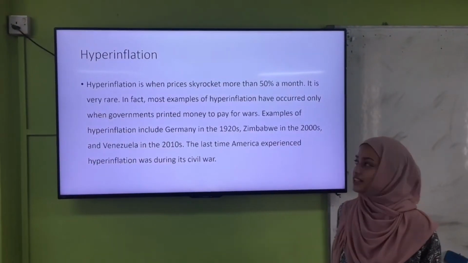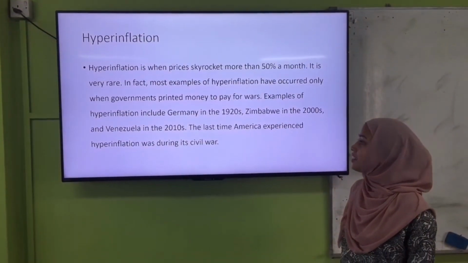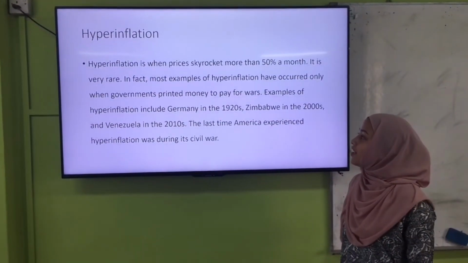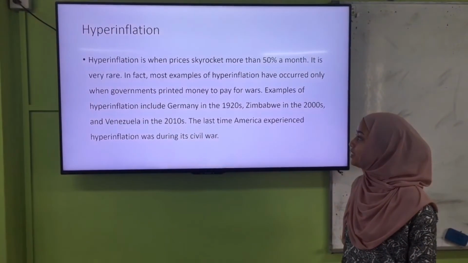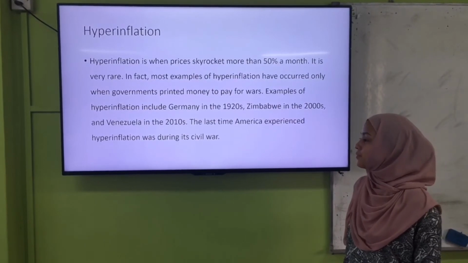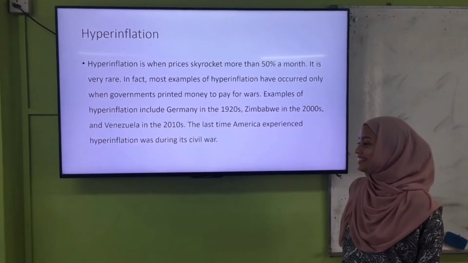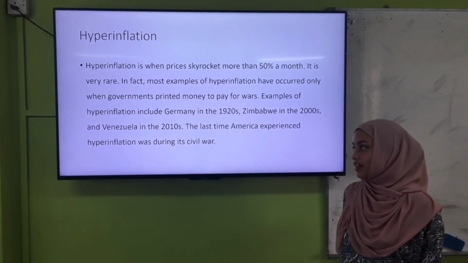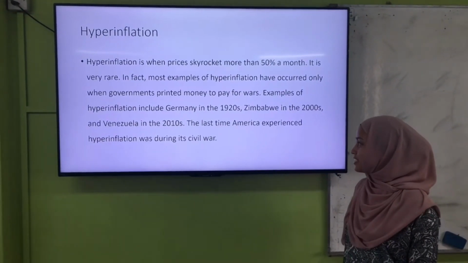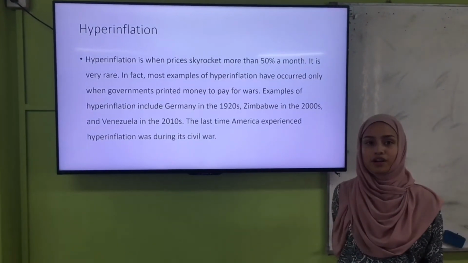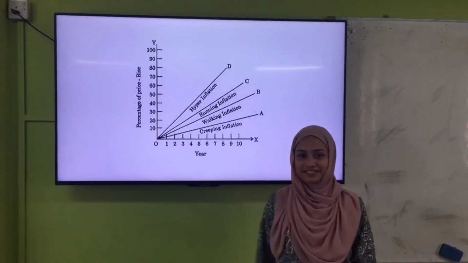Next is hyperinflation. Hyperinflation is when prices skyrocket more than 50% a month. It is very rare. In fact, some examples of hyperinflation have occurred only when governments printed money to pay for wars. Examples of hyperinflation include Germany in the 1920s, Zimbabwe in the 2000s, and Venezuela in the 2010s. The last time America experienced hyperinflation was during its civil war. If you can see from the graph, hyperinflation is the steepest.